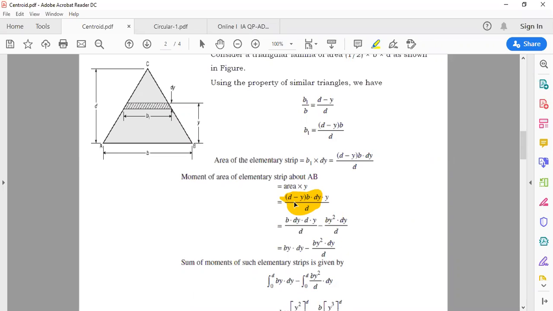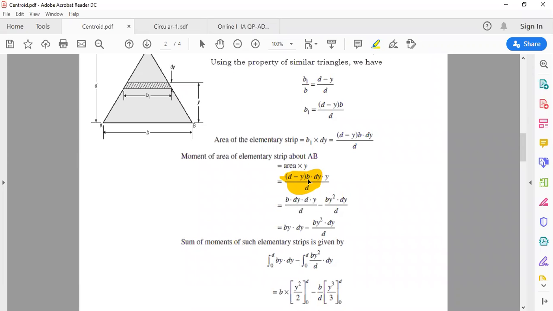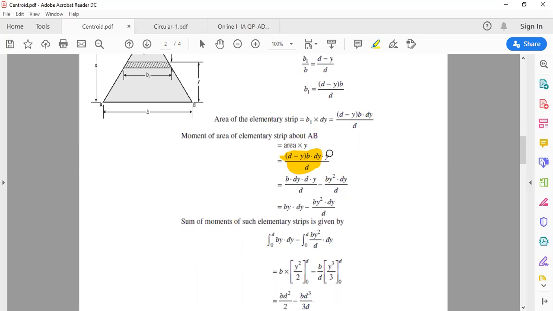Now if I rearrange the terms in this equation, I will get it as b into, I'll open up the brackets, so b into dy into y minus b y square into dy divided by d. So after finally rearranging, I'll get b y into dy minus b y square into dy divided by d. See, this is a simple calculation, not much complication in this. It is a simple calculation wherein you are going to solve and get this equation.